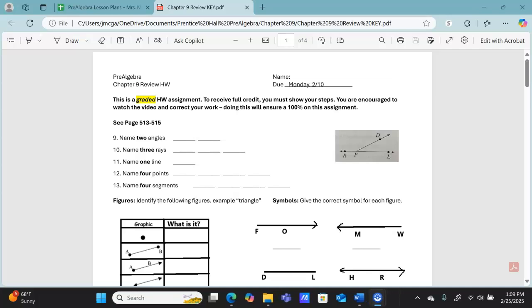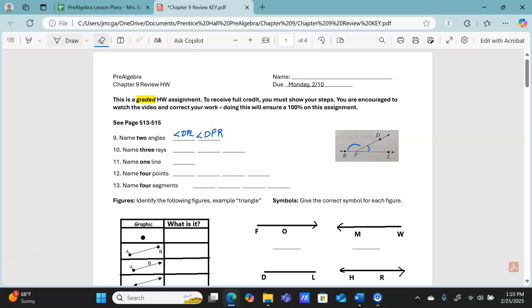Okay, this is the chapter 9 review, and it's on page 513 to 515. Number 9, they wanted you to name two angles. Well, that would be this one, and so they are called angle DPL, so D to P to L, and then angle DPR, and that's D to P to R. So remember that when you name angles using the three letters, the middle letter is the vertex of the angle.